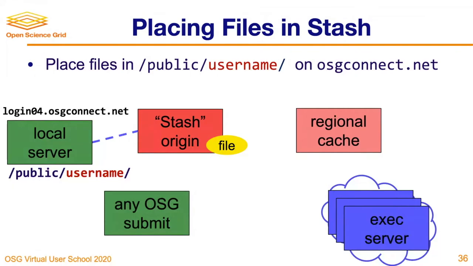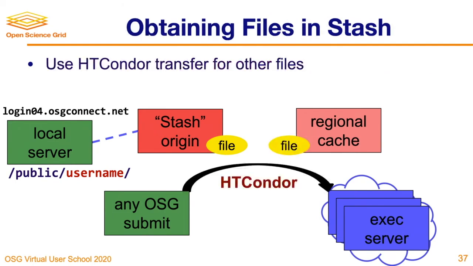So to use Stash, you're also going to place them into your public directory on OSG Connect, which is attached to the submit point that you're using, login 04. And then when you submit from any OSG submit site, that file will then be pulled down to the local or to the closest regional cache to the execute server that your job lands on.